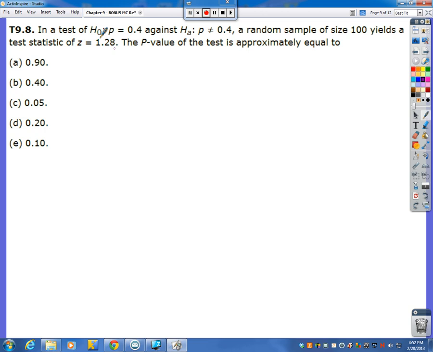In a test of P equals 0.4 versus it's not 0.4, a random sample of size 100 yields a test statistic of 1.28. The p-value of this test is approximately equal to. So once we got our z-score, we needed to draw a curve. And 1.28 really means 1.28 standard deviations above the mean. So I'm going to estimate that that is about right here.